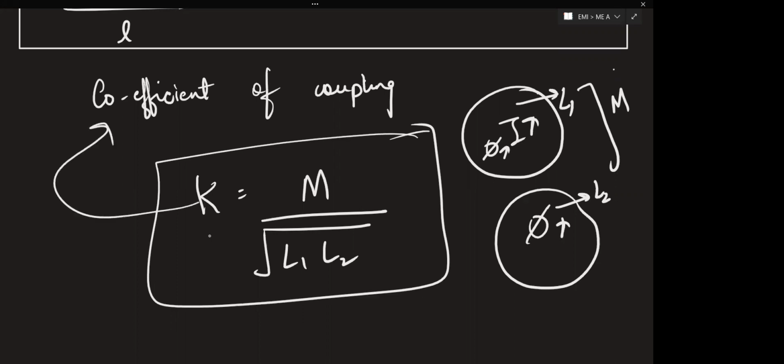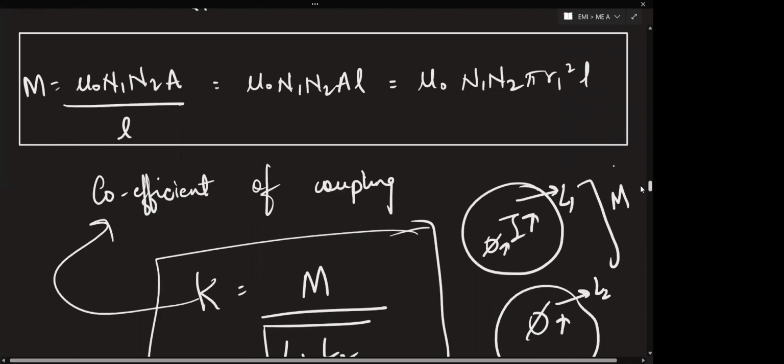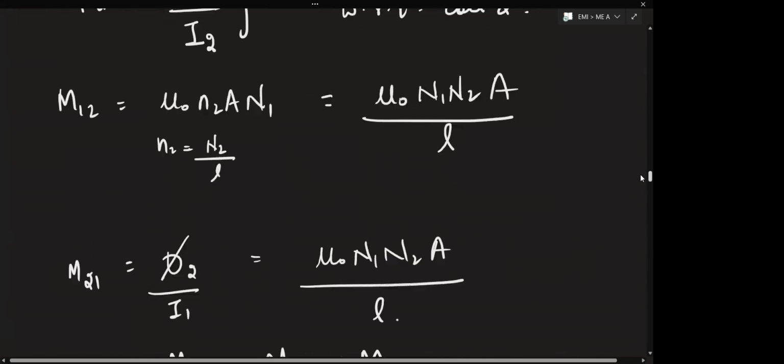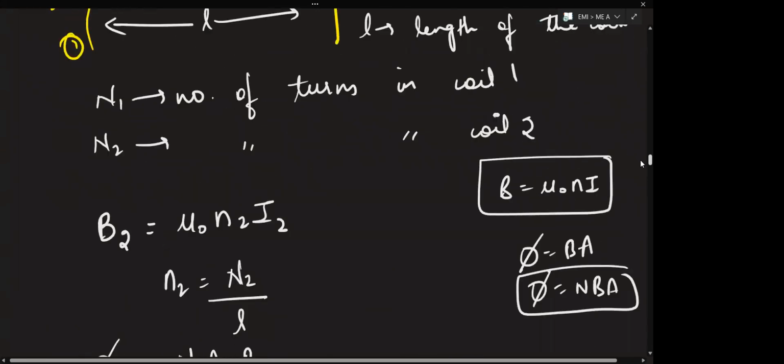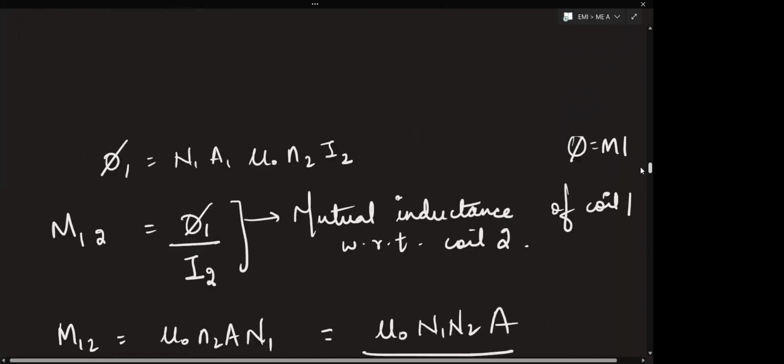This comes in the question as a 1 marker, only as a 1 marker. For students who are preparing for entrances, this formula becomes important. For class 12 board, only for 1 marker, it can come. It can be asked what is the coefficient of coupling. Just writing this much is sufficient. You just have to write M is mutual inductance, L1, L2 are the self-inductances.